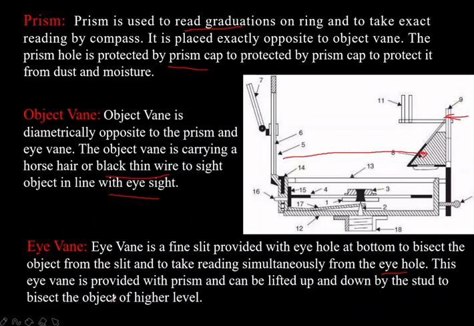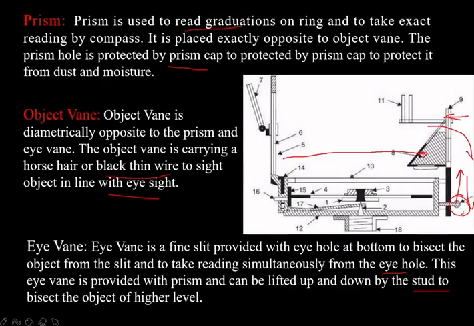This eye vane is provided with a prism and can be lifted up and down by the stud. It is lifted up and down by the stud to bisect an object at a higher level. So this is the stud. It can go up, and an adjustment screw will be there like that.